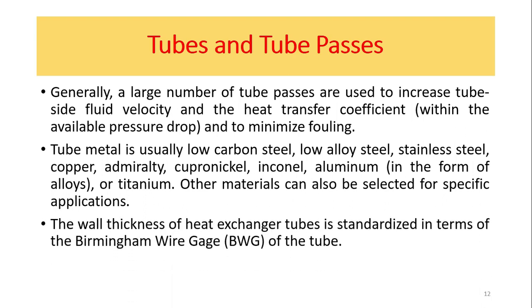So the wall thickness of the tubes is standardized in terms of the BWG of the tube, that is the standard which is known as the Birmingham wire gauge. So you will see this terminology when you see the design example of the shell and tube heat exchanger.